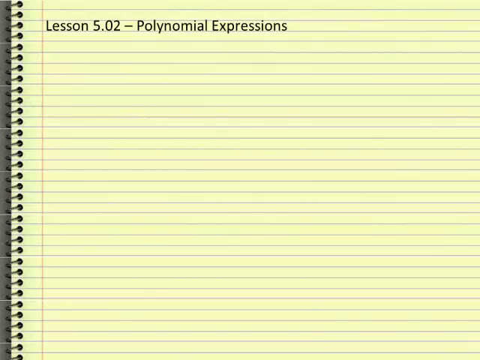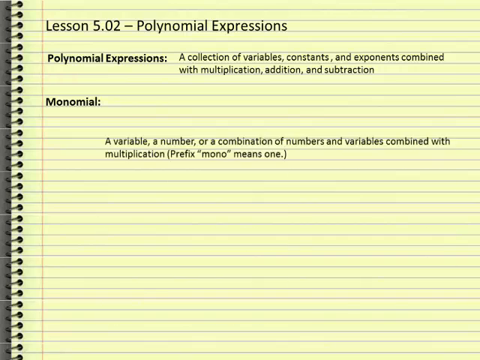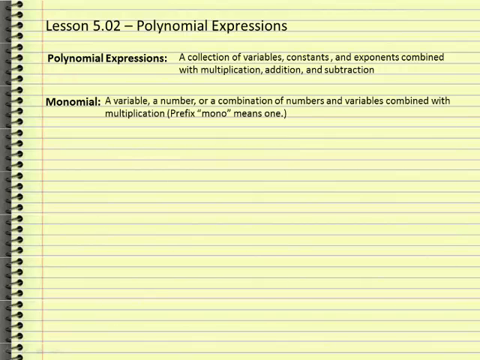Lesson 5-2, Polynomial Expressions. A polynomial expression is a collection of variables, constants, and exponents combined with multiplication, addition, and subtraction. A monomial is a variable, a number, or a combination of numbers and variables combined with multiplication. Mono means one. In a monomial, there is no addition and no subtraction.